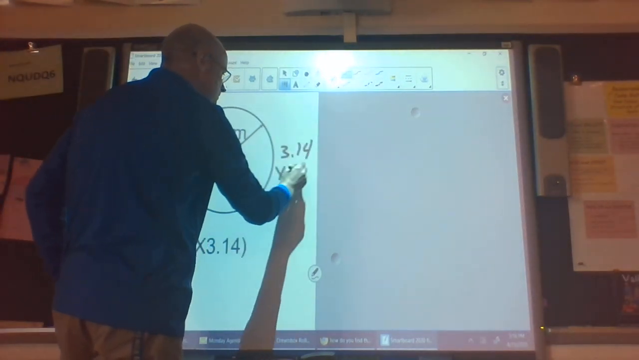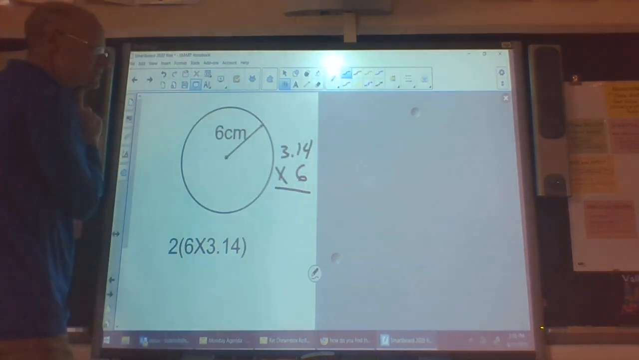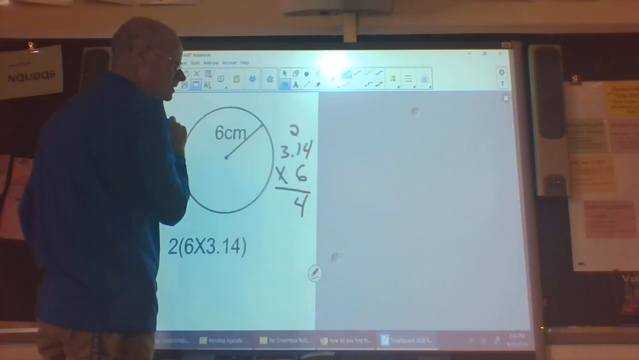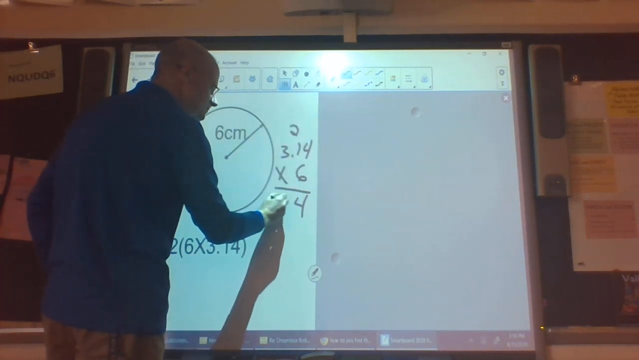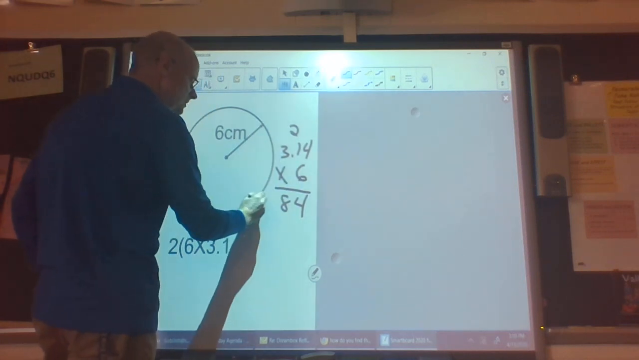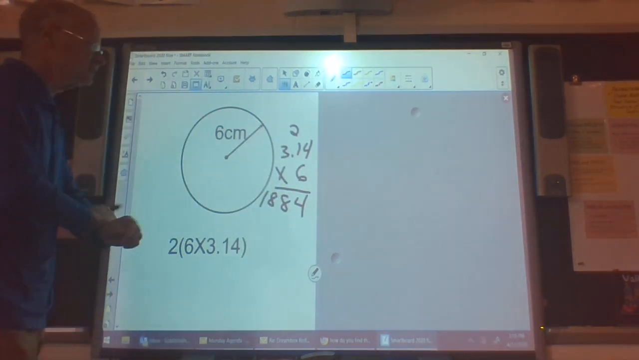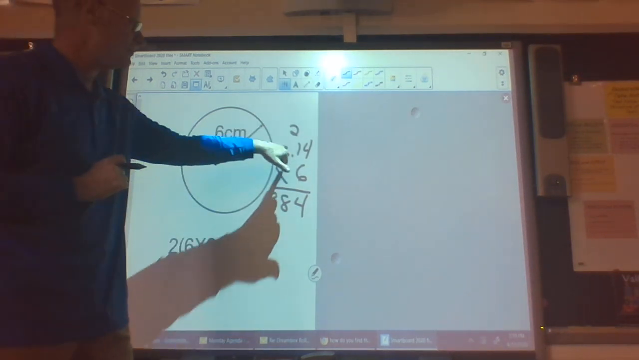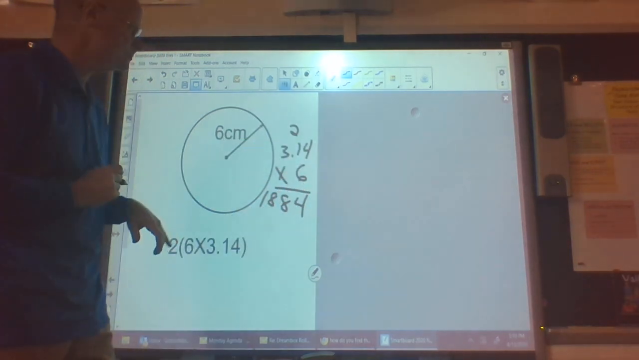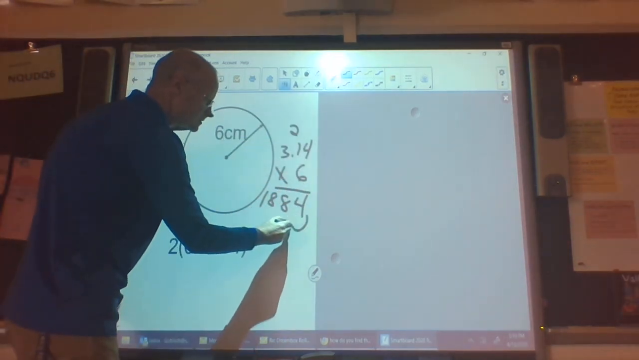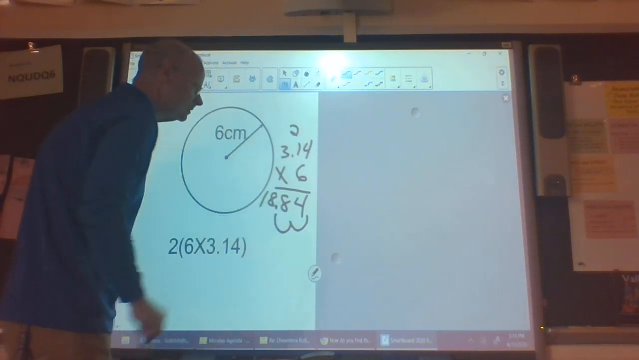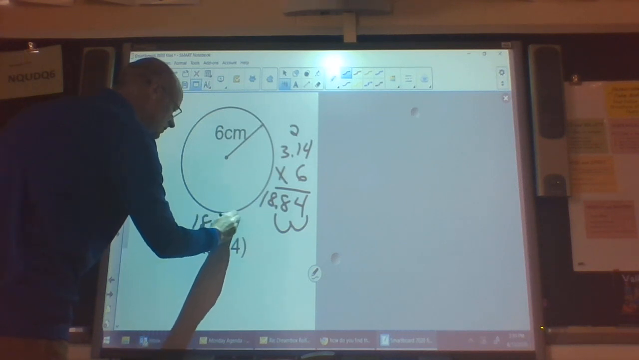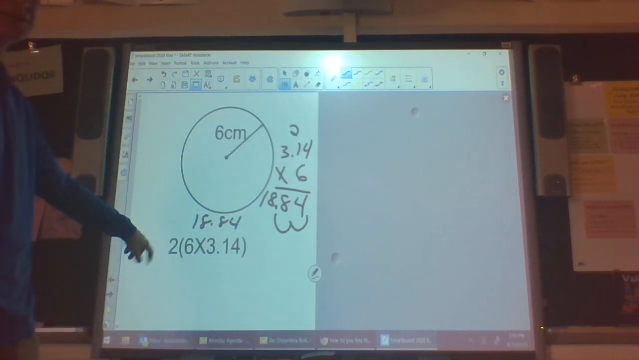3.14 times 6. 6 times 4 is 24. Go down to 4, carry a 2. 6 times 1 is 6, plus 2 is 8. 6 times 3 is 18. Now, if you remember, before I told you, we don't worry about decimals and multiplication problems till the end. And now I see I have 2 numbers past the decimal point. So I have to move my decimal over 2 spots. So this part is 18.84.